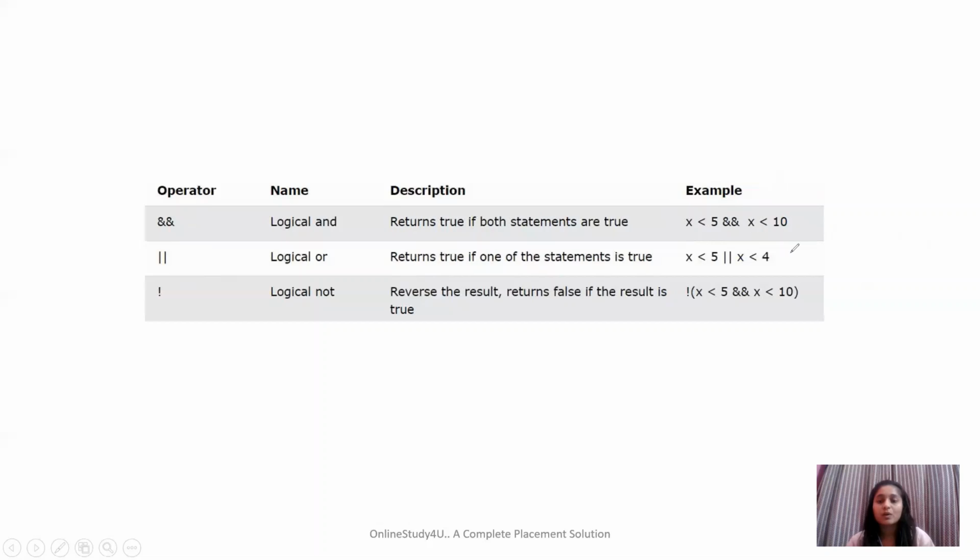Here we have this expression. Let x equal 4. Now, is x less than 5? Yes, x is less than 5. But is x less than 4? No, x is equal to 4, but not less than 4. So this statement is wrong, but the other statement is true. Since any one of the statements is true, logical OR will return the result as true. If both the statements are false, then only logical OR will return false, and in every other case it will return true.